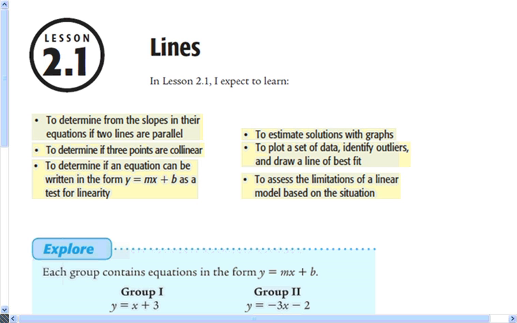To estimate solutions with graphs, here we are. To plot a set of data, identify outliers and draw a line of best fit, and to assess the limitations of a linear model based on the situation. So those are our objectives.